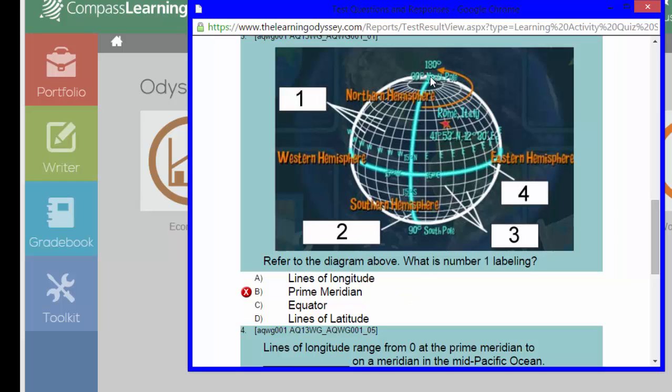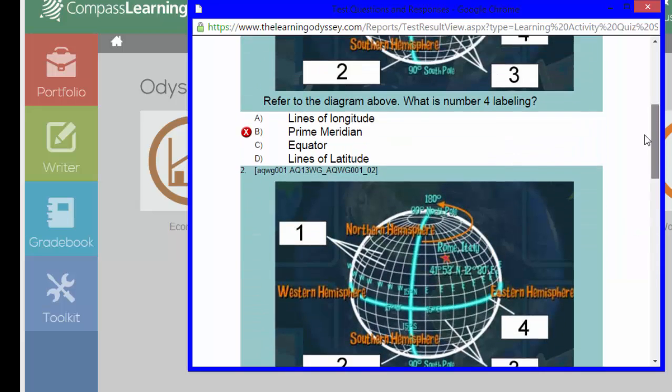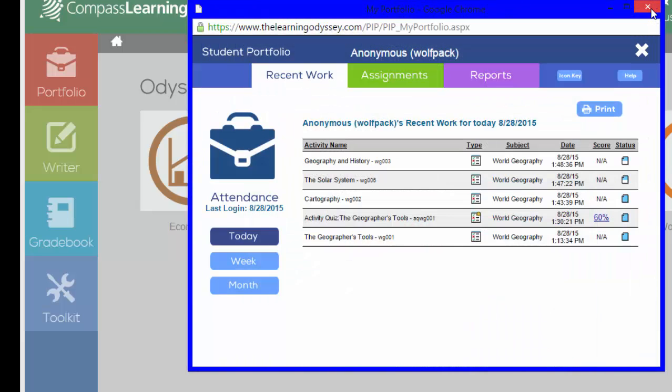And the prime meridian here, or excuse me, it's not a prime meridian, is number 1. What's the number 1 labeling? Lines of longitude or equator or lines of latitude. And they can look those up, find out about it, and go back and take that test over again.